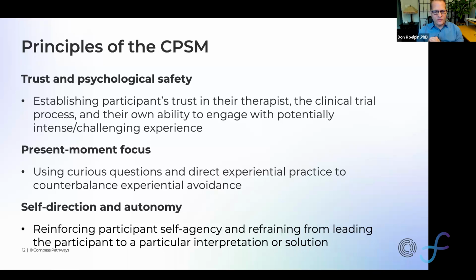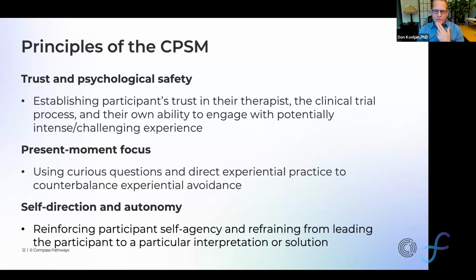And then the last principle is more of a process principle: self-direction and autonomy. We make sure that we reinforce participants' self-agency, the sense that they are in charge of their treatment, that they're in charge of the direction that they want to explore, and that they're in charge of prioritizing what may be helpful for them from their perspective.